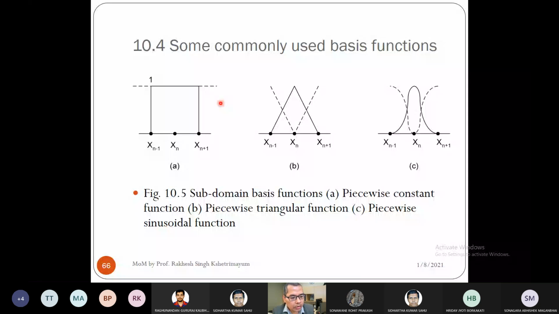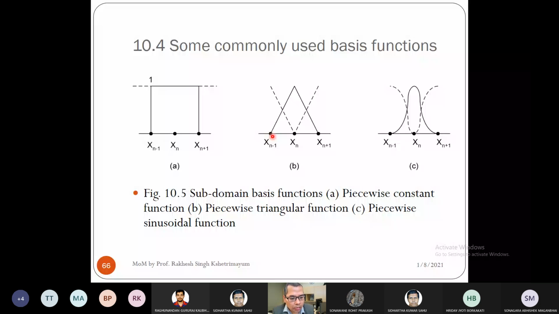This is a triangular basis function. You have one line here, another line here. So you have a line with a positive slope here, and another line with a negative slope here. You have to write the equation of this line and the equation of this line. This line is over the interval xn minus 1 to xn, and this line is over the interval xn to xn plus 1. So how do I write that equation? You can observe that this piecewise triangular function has a span of 2 intervals. This is delta, this is delta. So we have a triangular basis function which is over 2 delta.